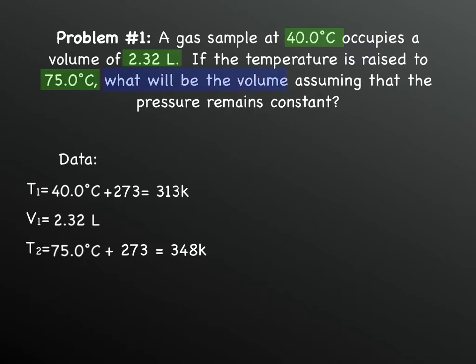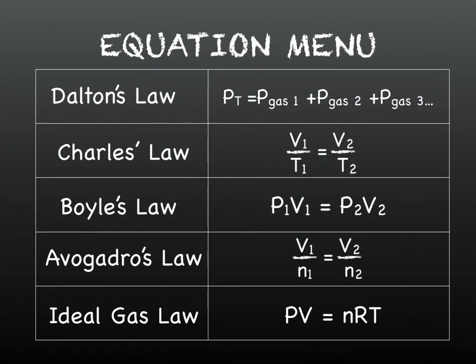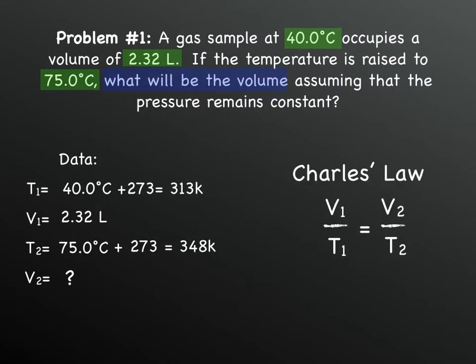Continuing to read, we find out what we're looking for. What will be the volume? So V2 is equal to question mark. Using the variables that were given, T1, V1, T2, V2, go to your equation menu and find an equation that has those variables in it. That is correct. We would choose Charles's law. So we'll take it over. Here's Charles's law. This is as far as you should set up. Remember to leave yourself 3 to 4 lines so that we can solve it on the next video.